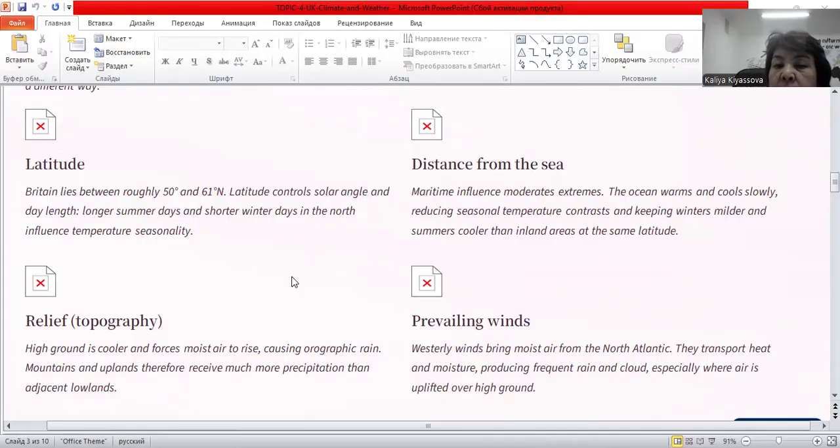And prevailing winds. Westerly winds bring most air from the North Atlantic. They transport heat and moisture, producing frequent rain and cloud, especially where air is uplifted over high ground.